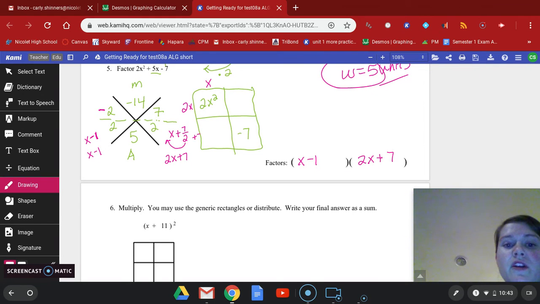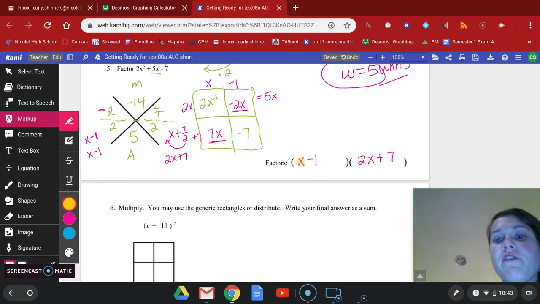So Nafisa, you should have gotten 2x plus 7 and x minus 1. Right? That would give me -2x and 7x, which gives me 5x. All right. So x minus 1, 2x plus 7. Always check that you're factoring correct by making sure this times this has to equal the first term there. All right?